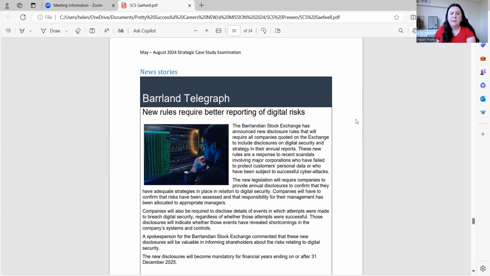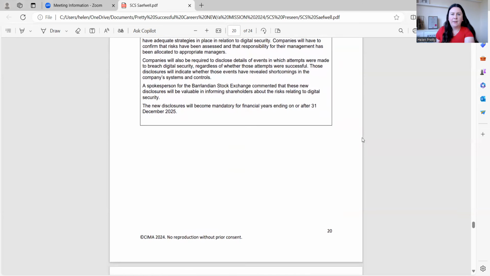A spokesperson for the Barlandian Stock Exchange commented that these new disclosures will be valuable in informing shareholders about the risks related to digital security. The new disclosures will become mandatory for financial years ending on or after 31st of December 2025. So we've got a couple of years for that one. That's the article on page 20.